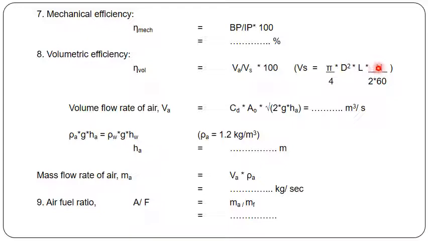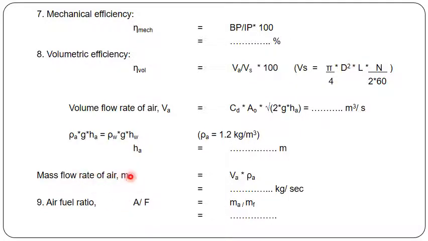Now we need the number of suction strokes. The number of suction strokes in the case of 4-stroke engines is N by 2, that is half of RPM. So 2 is also divided into this term, and you get the value of Vs also in meter cube per second. You can now divide these two values, Va by Vs, and get the volumetric efficiency, and this value should be higher.